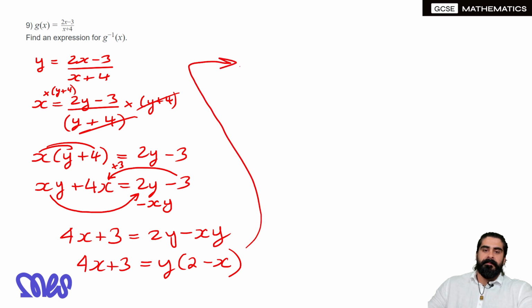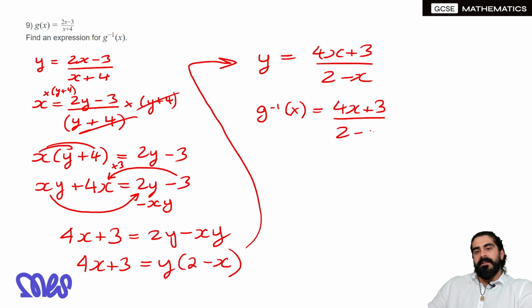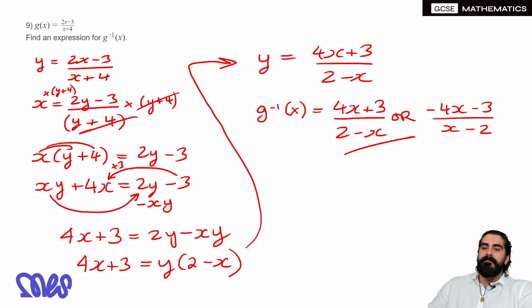Dividing by the coefficient of y, we would be left with y on its own now is 4x plus 3 divided by 2 minus x. So we get the inverse of g is 4x plus 3 over 2 minus x. Now, the other alternative, if you rearranged it the other way, is times top and bottom by minus 1. You could have got minus 4x minus 3 over x minus 2. So that's the other solution, but I would much prefer it if you use this as your solution instead, because we want to keep as many things positive as possible.